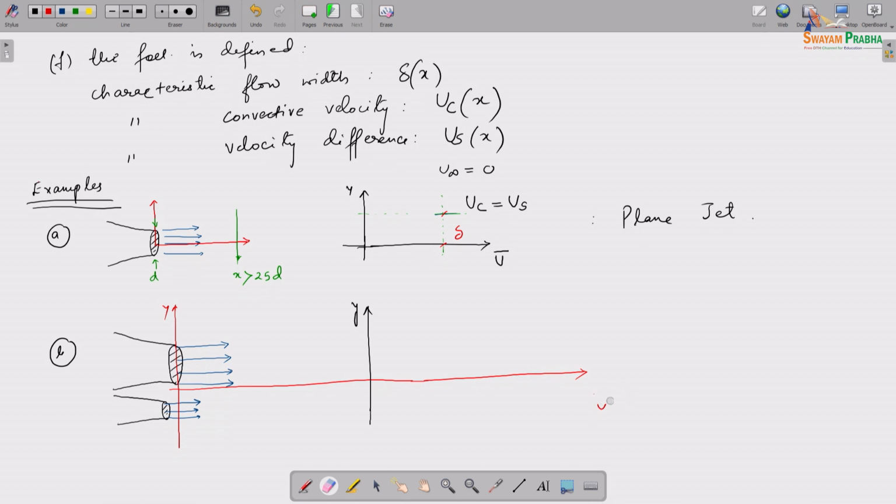Or let this be here. Let this be the x that we spoke about, and I'm going to draw this again on this line. And this is my u mean. I think that's fine. So we are basically plotting the u mean across y along the x axis. So u mean is along the x axis.